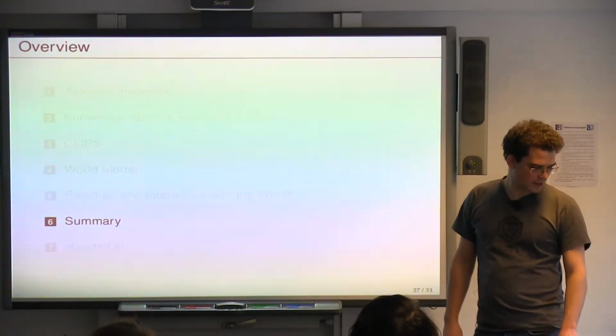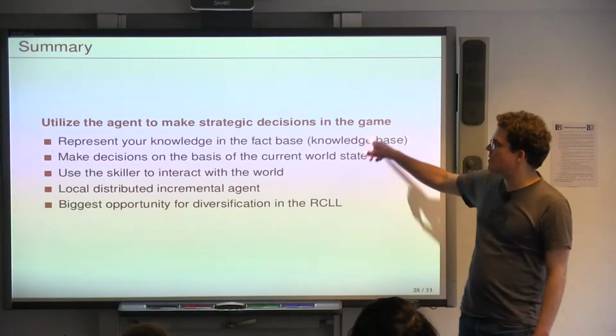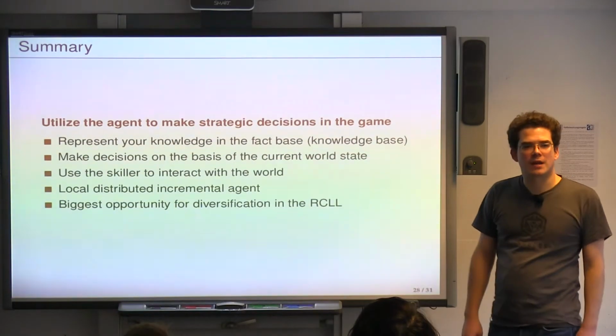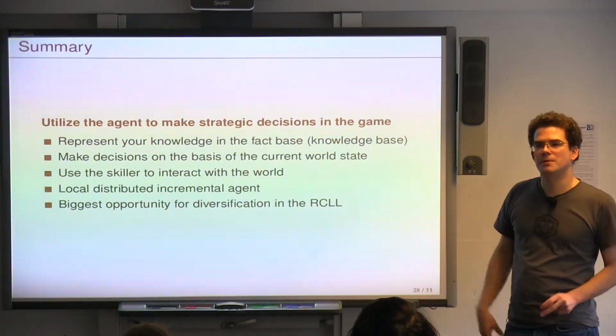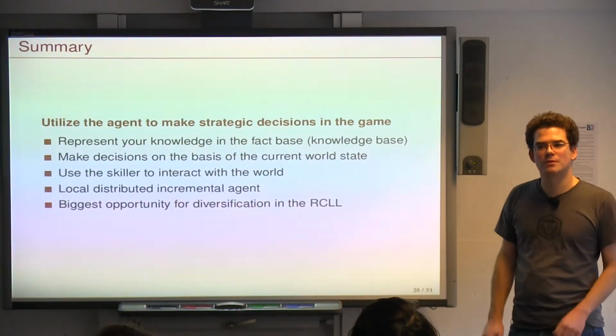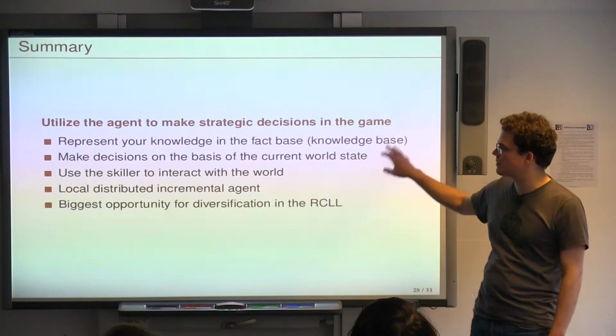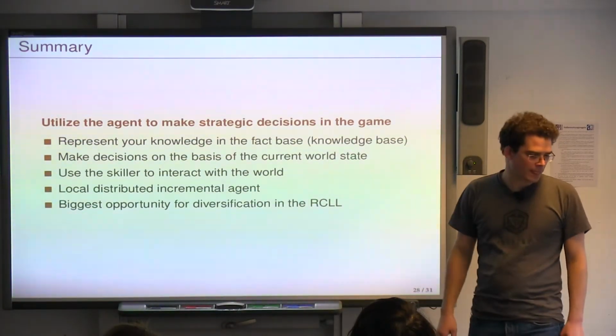Yeah, so as a quick summary, utilize the agent to make strategic decisions in the game. So this is what the agent should do. You shouldn't do all the micromanagement. So this is what the skills should do. So the behavior stays in the skills, but you are doing the strategy in the agent.